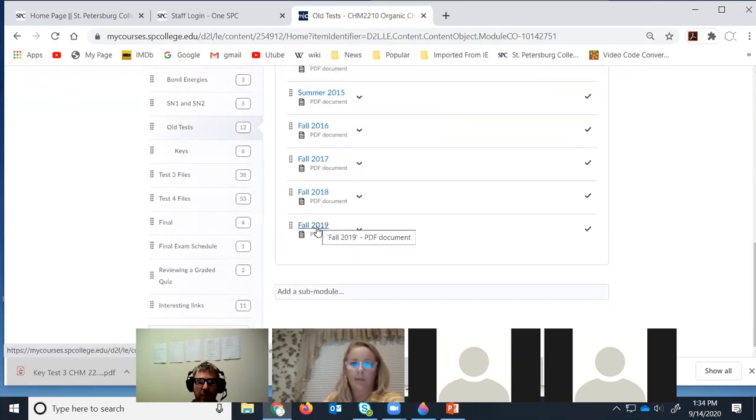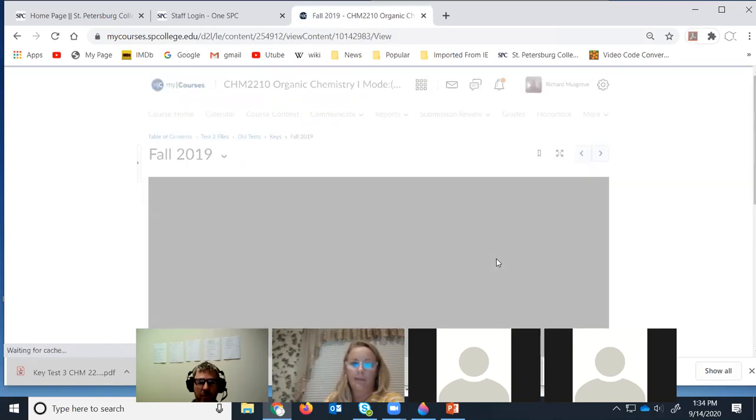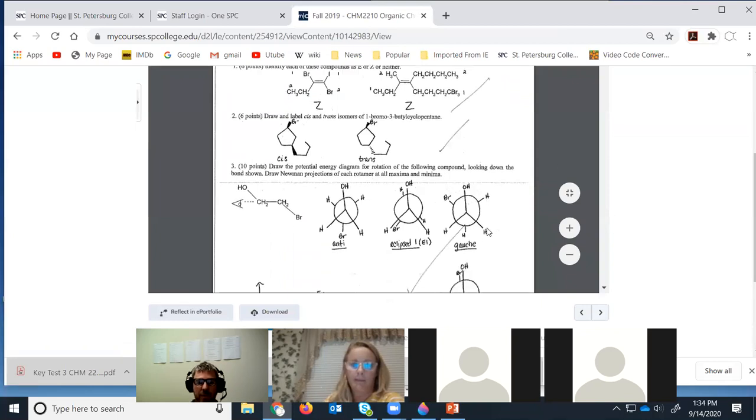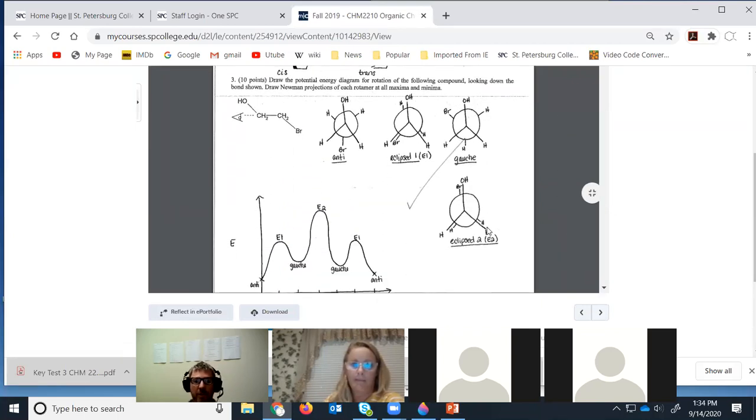I'll show you how to do one of these in a second, but I just want to show you what the answer being looked for is. So it says, draw the potential energy diagram for rotation of the following compound. Looking down the bond shown, draw Newman projections for each rotamer at all maxima and minima. Each one of these we call a rotamer. It's kind of like an isomer; you can think of it as a rotational isomer. We start at the front here as anti, and anti has the Br and the OH in opposite positions, but the OH is at the front and the Br is at the back. Is everybody okay with how I'm drawing the anti there? Anybody have any questions?